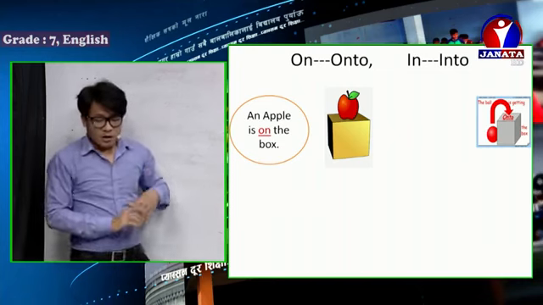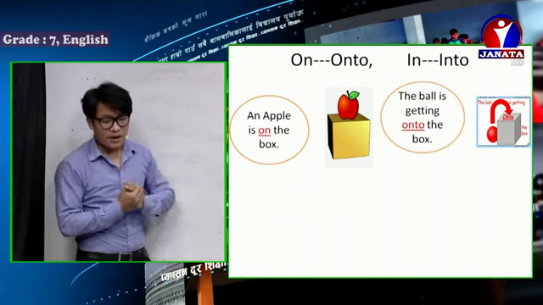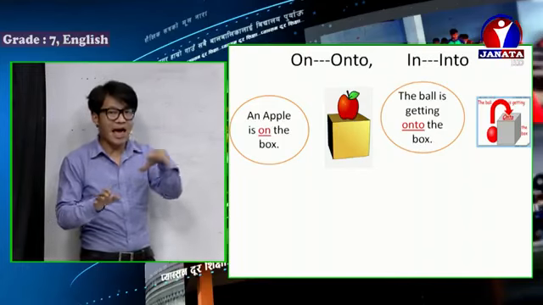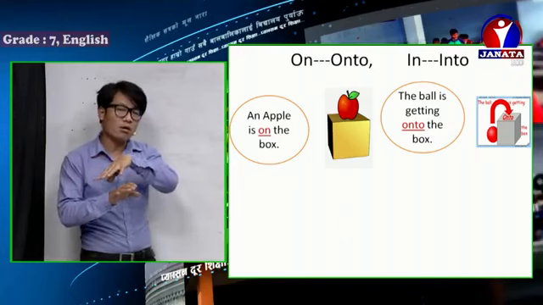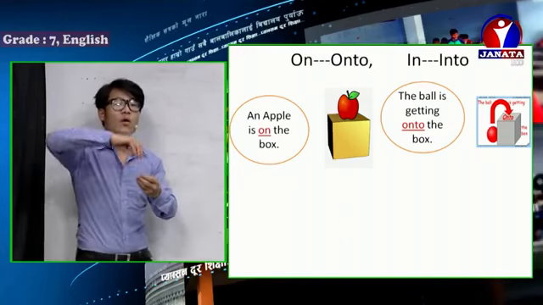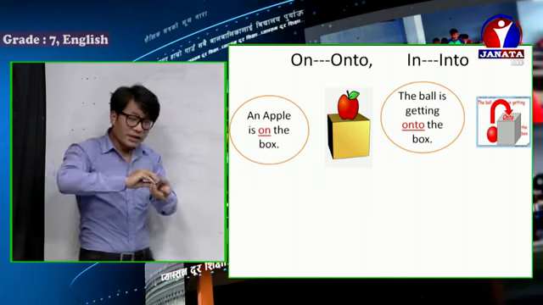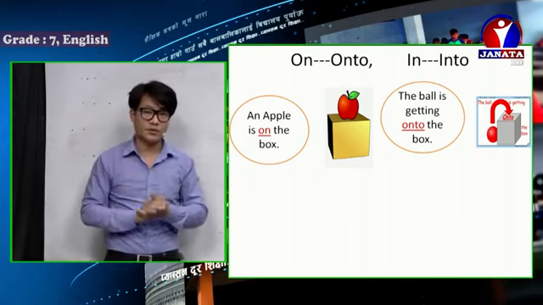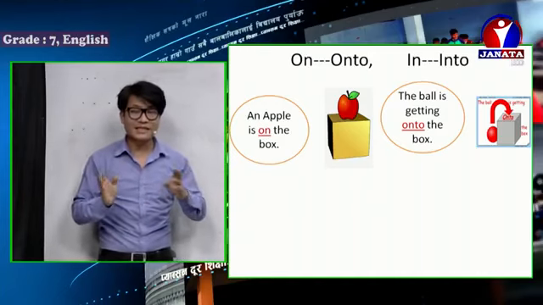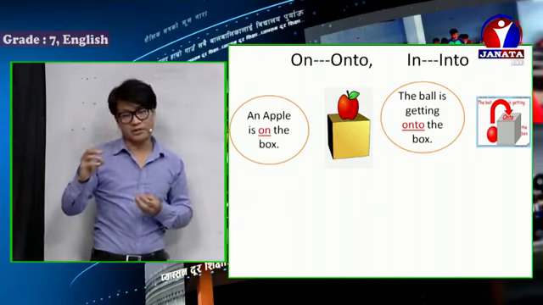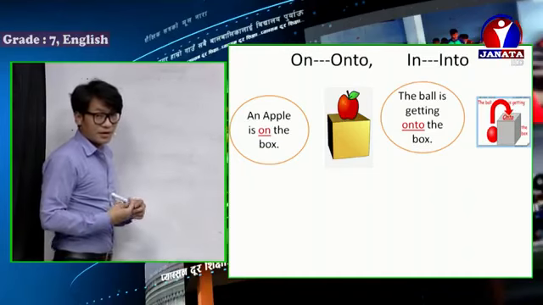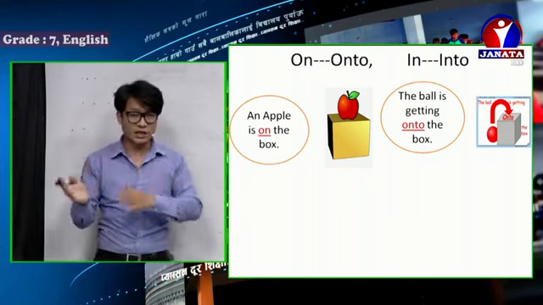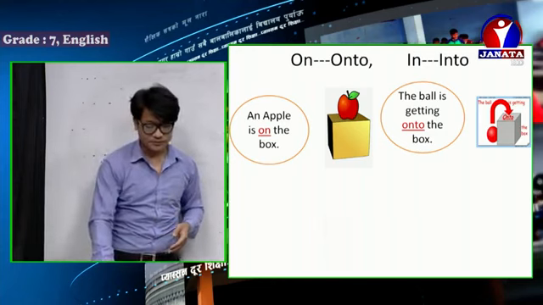So you can see here, the ball is getting onto the box. The ball has not already been on the box. It's going to be. So when there's a continuous work, then at that time we use the preposition onto. The ball is getting onto the box. Let me give you an example here, but I will give it later. First of all, let me show you in and into, then it will be easy.